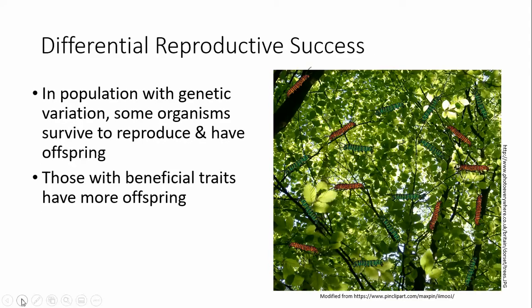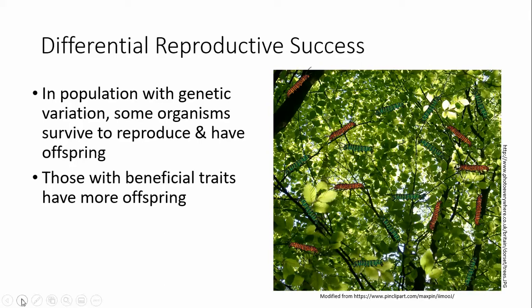This results in differential reproductive success. So in any given population, since you have genetic variation, some organisms with the most beneficial traits will survive to reproduce and have more offspring, and those with less beneficial traits will not survive and will likely die either before they produce offspring or just won't produce as many.